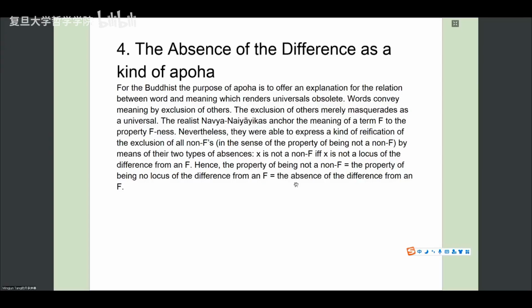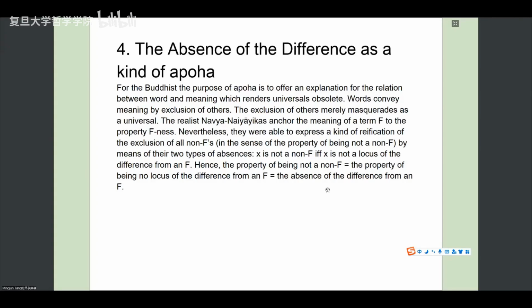So we just transform both sides of this equivalence. X is not a non-F, and X is not a locus of the difference from an F. We transform these 2 sides of the equivalence into properties. And then we get: the property of being not a non-F is the property of being no locus of the difference from an F. And now it makes sense to say that the property of being no locus of the difference from an F is just the absence of the difference from an F. Because wherever there is this property of being no locus of the difference from an F, there is the absence of the difference from an F, and also vice versa.